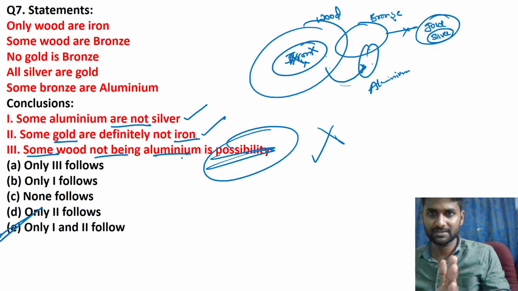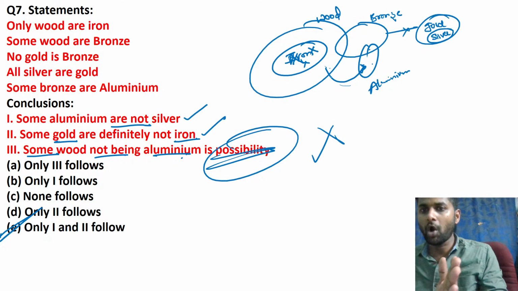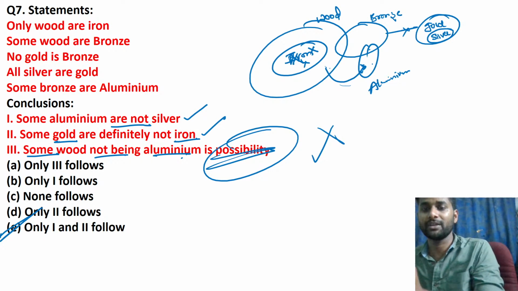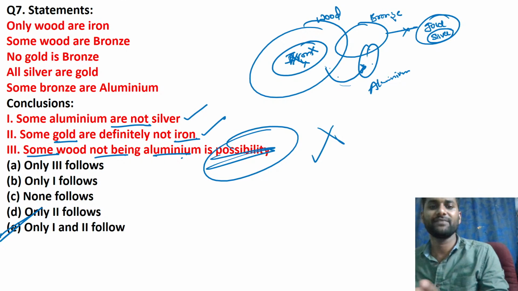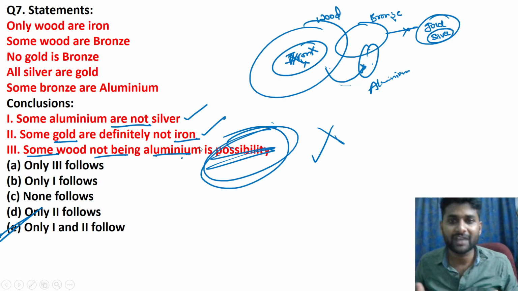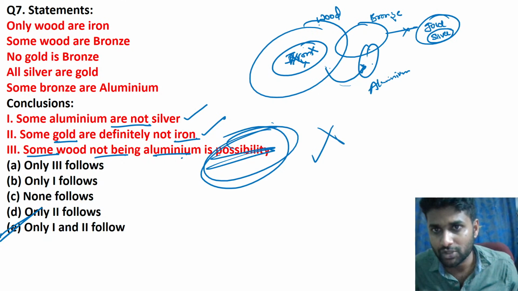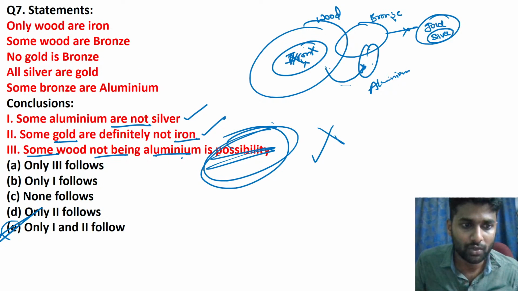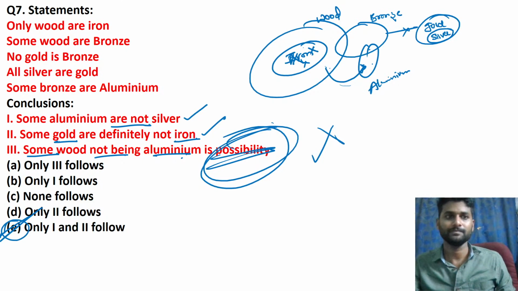Again, I just repeated. We can't assume all wood into the aluminum, which means we can't assume some wood into the aluminum. So some-not is exact information. Any exact information we can't define as a possibility. Why we can't assume: iron belongs to the wood. So if we take wood, definitely we get iron. You are violating the statement. That's why only conclusion 1 and 2 follow.